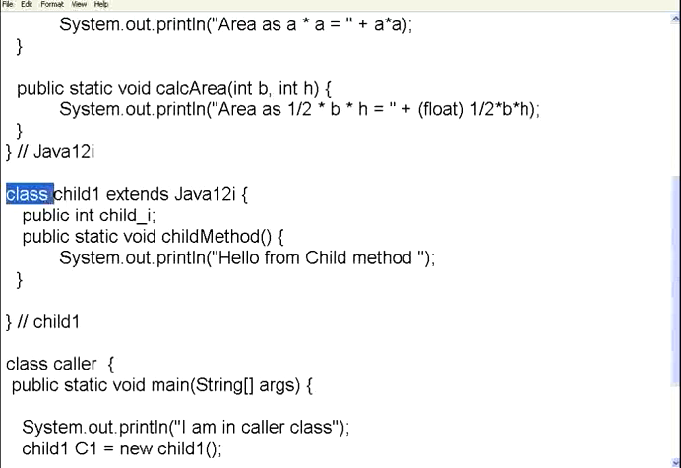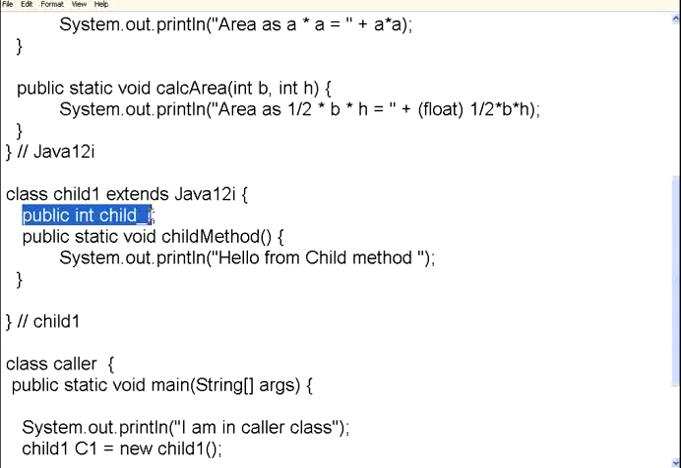Now I have declared another class called child1 and use the keyword extends Java 12i. When you use the keyword extends, that means inheritance. This is called parent class or a superclass. This is called child class or the derived class or the subclass. Some people call this the base class also, the superclass or base class or parent class. This is subclass or child class or the derived class. So I say child1 extends Java 12i.